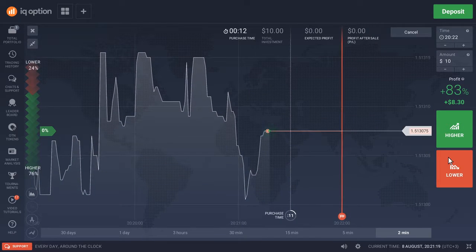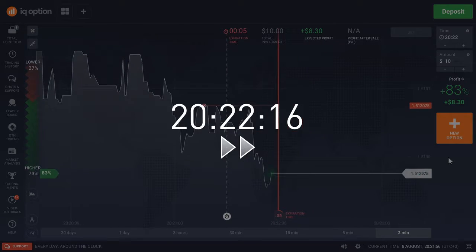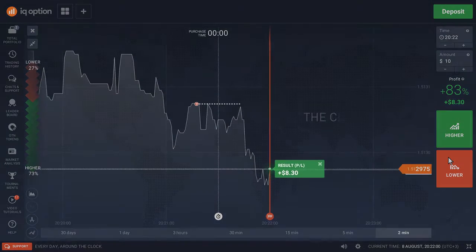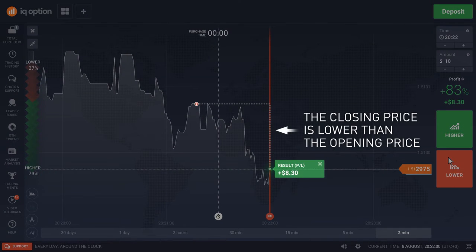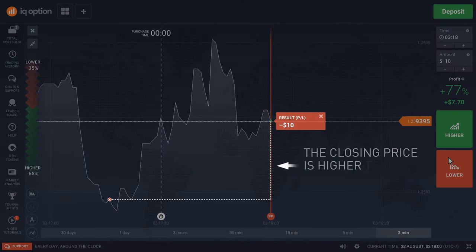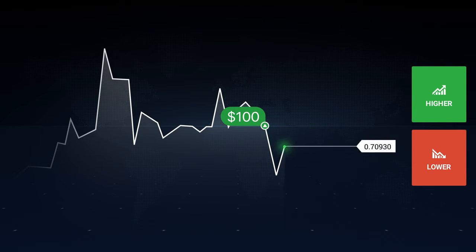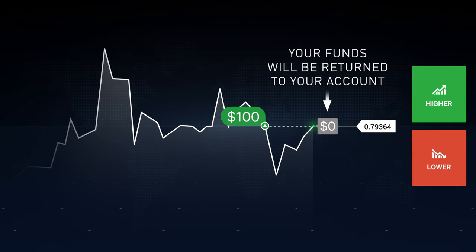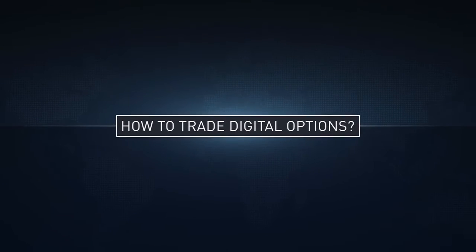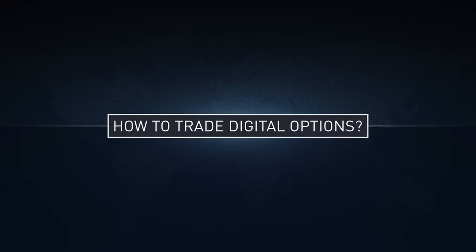After the transaction crosses the red line and expires, you will see your result, either a green window with the earned profit if the prediction was correct, or the red window with the amount of loss if the prediction turned out to be wrong. In binary options trading, it doesn't matter how significantly the price changes. If the closing price is equal to the opening price, your initial investment into a deal will be returned back to your account. How to trade digital options.